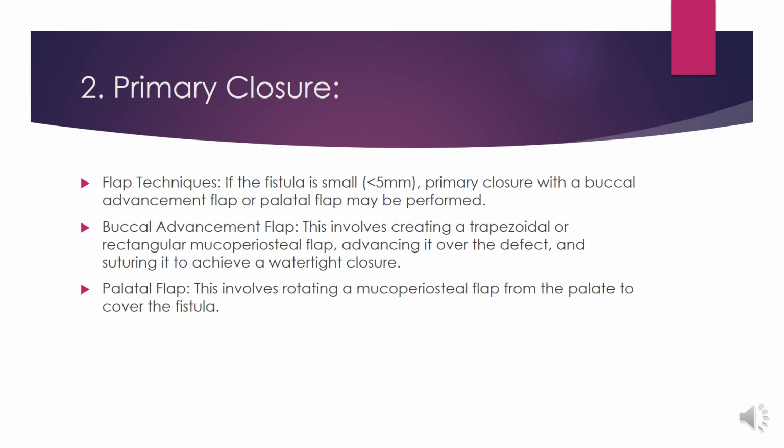Second is primary closure. It can be done using flap techniques. If the fistula is less than 5 millimeters, primary closure with a buccal advancement flap or a palatal flap may be performed. Buccal advancement flap. This involves creating a trapezoidal or rectangular mucoperiosteal flap, advancing it over the defect and suturing it to achieve a watertight closure. And palatal flap involves rotating a mucoperiosteal flap from the palate to cover the fistula.